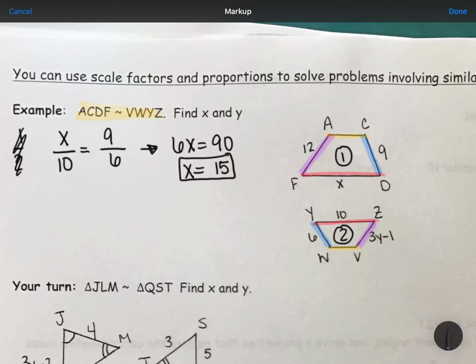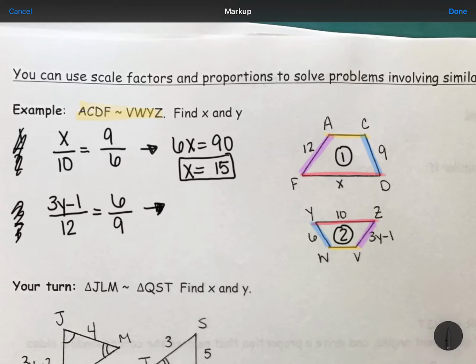Now to find y, I would do the same thing. I'm going to start with the side that contains the y. So I've got 3y minus 1, and it's the purple side. Then I find the purple side of the bigger figure on top, and I've got 12. This time I've got figure 2 over figure 1. You don't have to do it that way, but I like to start with my variable term. Just make sure that you're writing a true proportion. I can use 9 and 6 again, but I started with figure 2 this time, so it's the blue side 6 over the blue side of 9. Sometimes students get those backwards.